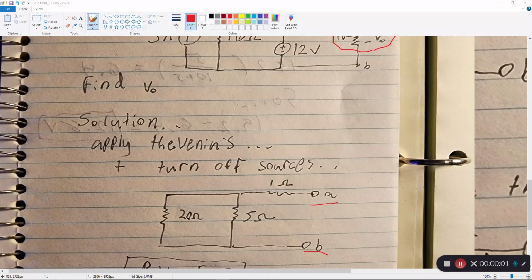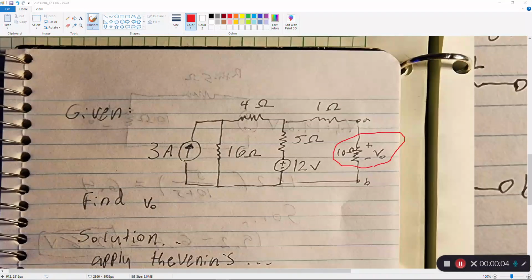Alright, so I'm going to try to go through this in a way that doesn't take 6 minutes, and without saying "like" 100 times. So, let's see. The given was this circuit. We need to find the voltage across this element right here. So I put A and B, just pretended that this element didn't exist.